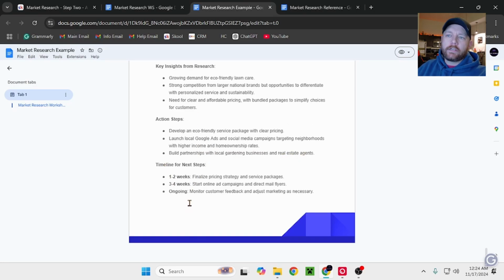So you can put a timeline on here. In 1 to 2 weeks, we want to have our pricing strategy finalized and our service packages all built up. And then in weeks 3 to 4, we'll start our online campaign and direct mail flyers, and then just monitor it and any feedback or anything like that, okay? So that's my example of it.